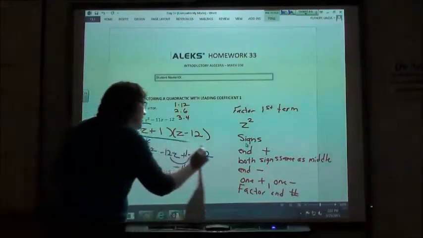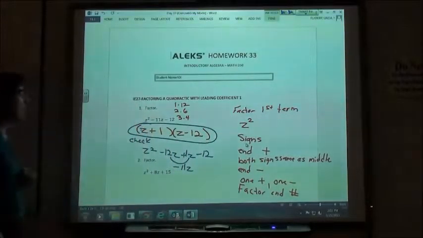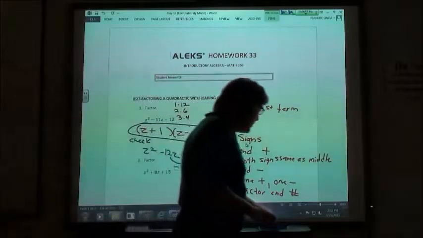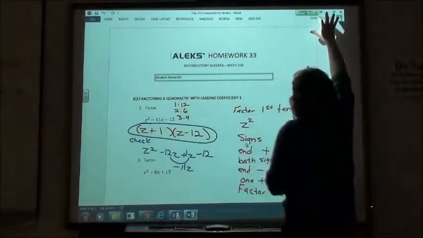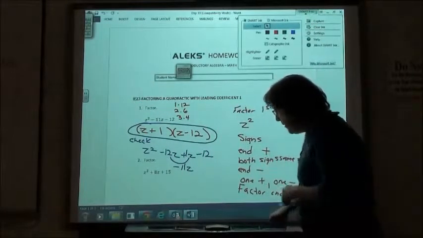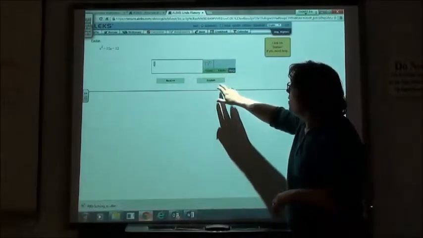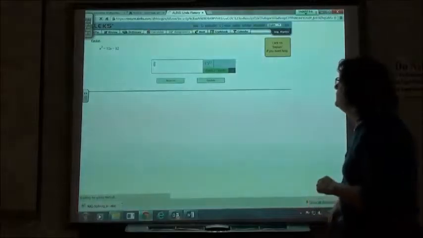When you enter it in on the computer, you're going to enter in your factors in parentheses, z plus 1 times z minus 12. Now this is one of these problems that I do differently than on the Alex program. So I would suggest that when you're on this problem, you go to explain.